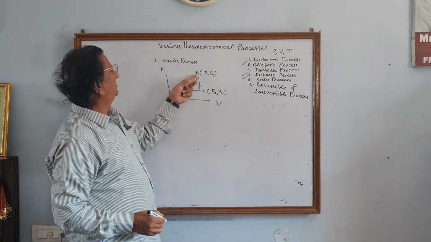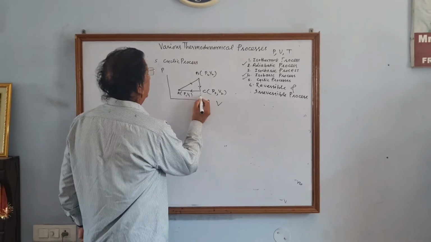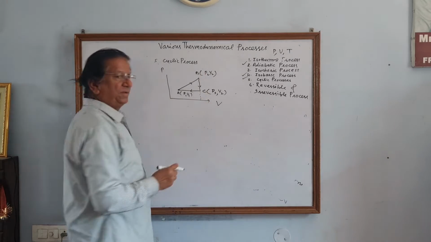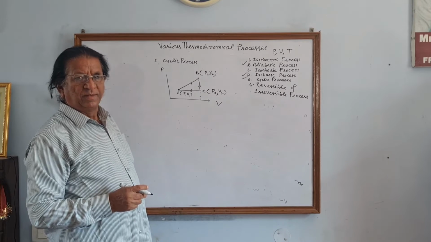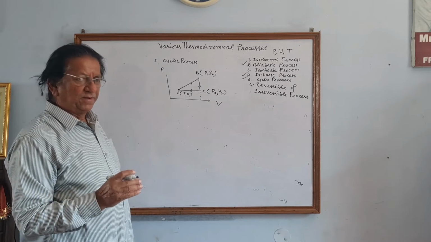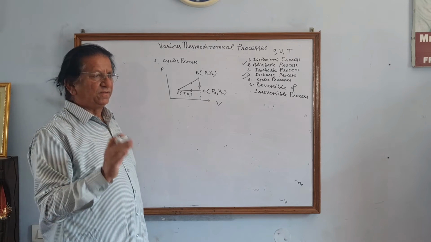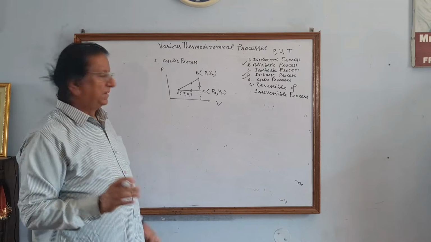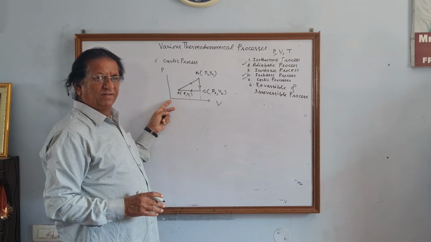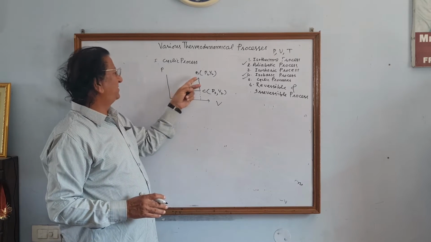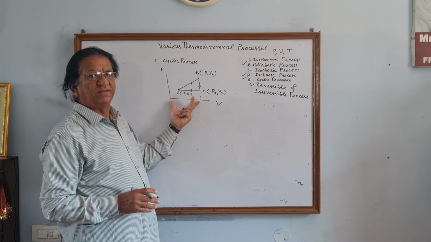When the system goes from B to C state, there is no change in volume. This part is vertical, making a 90-degree angle with the volume axis. Whenever a graph is parallel to either the y-axis or the x-axis, something is constant. It is parallel to the y-axis, so volume is constant. Any graph which is parallel to the y-axis will have a constant value of the x-axis.